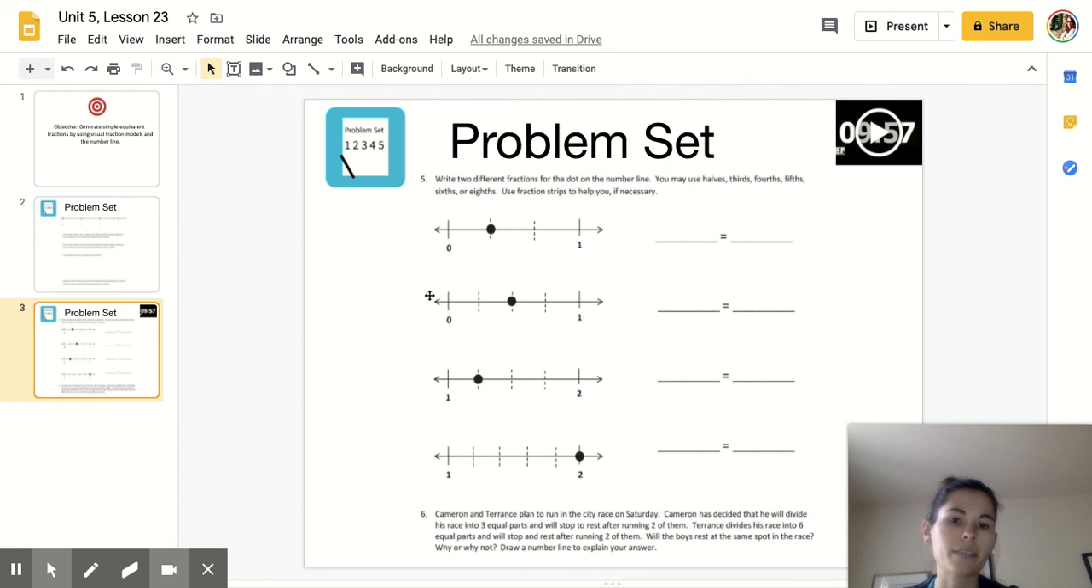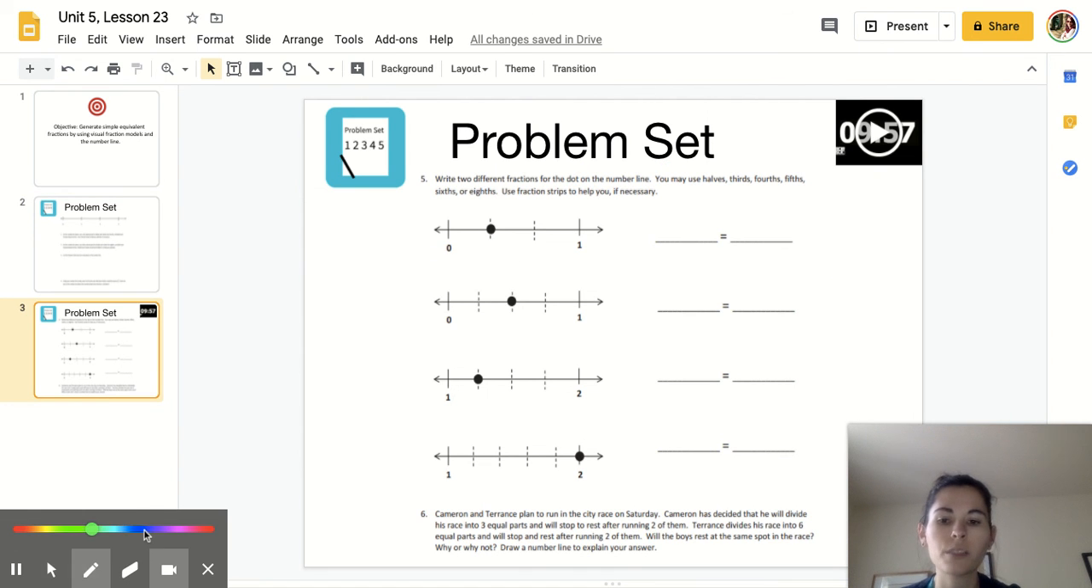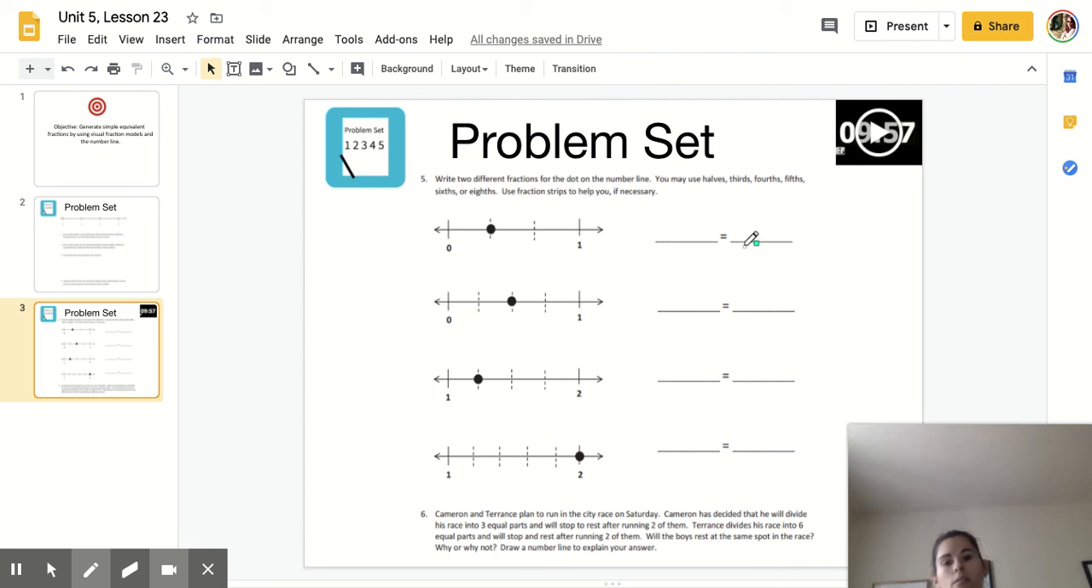We're going to try again something a little easier. For each of these lines, we're going to write two different fractions. Let's start. I'm seeing how many equal parts. 1, 2, 3. This is on the first one. I know the fraction is 1/3.